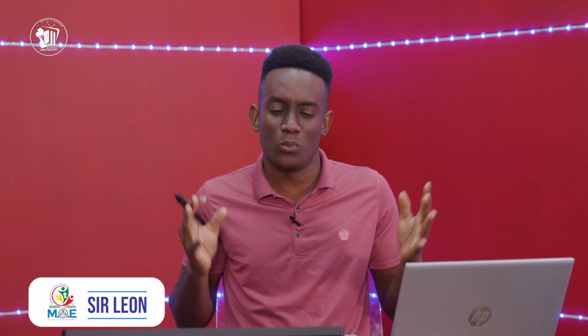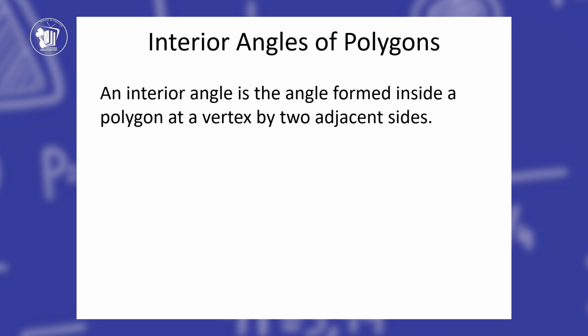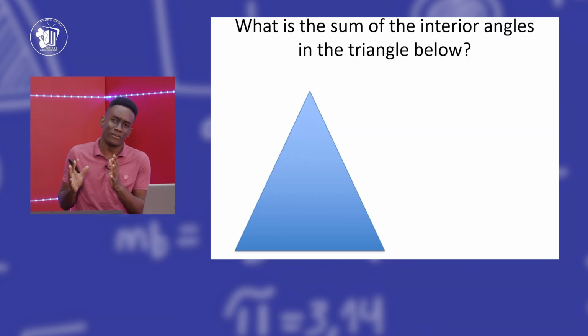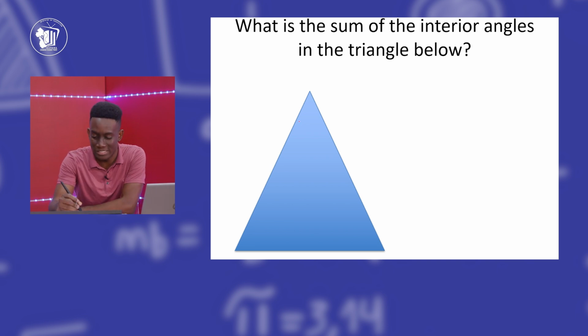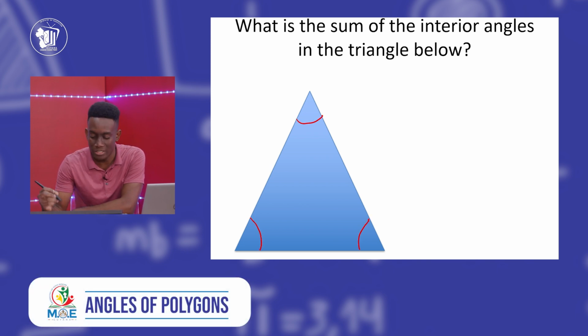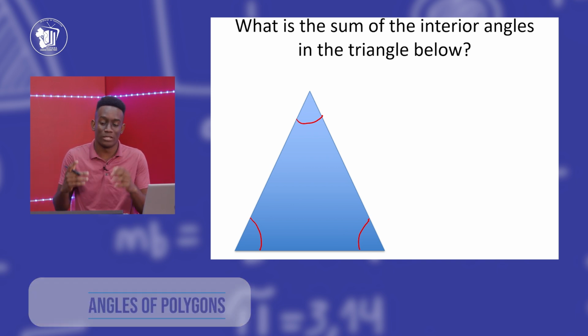And in this video, we will be looking at the interior and exterior angles of polygons. So first of all, let's head into what we mean by interior angles of polygons. An interior angle is the angle formed inside of a polygon at the vertex by two adjacent sides. For example, if we have a shape like the triangle that you see, the interior angles in this triangle would be the angles formed by the vertex between the sides. So here would be the first interior angle, here would be the next one, and here would be the next one. So the interior angles are basically all of the angles inside of the triangle formed by the two lines.